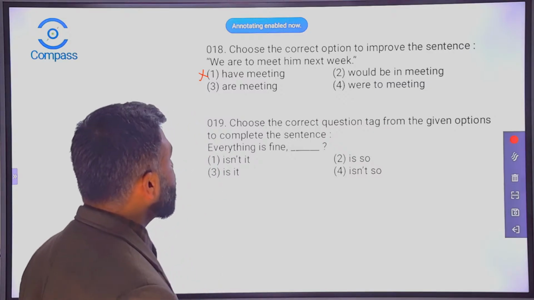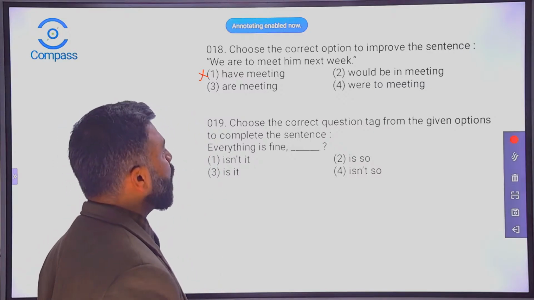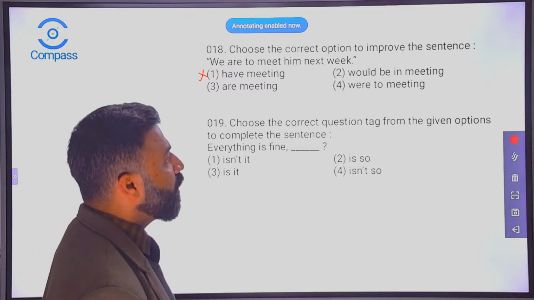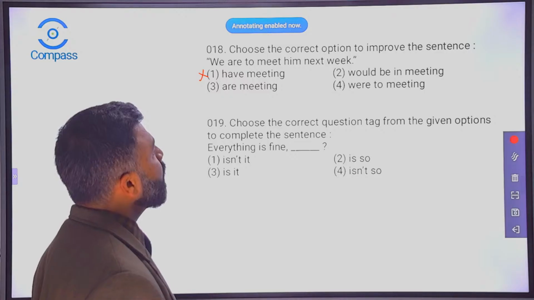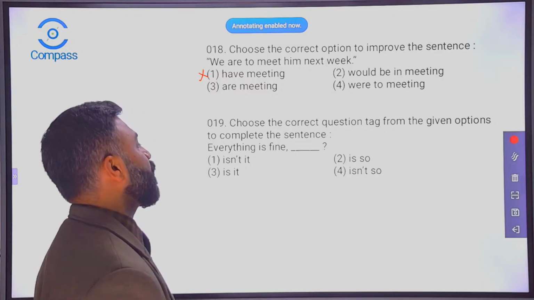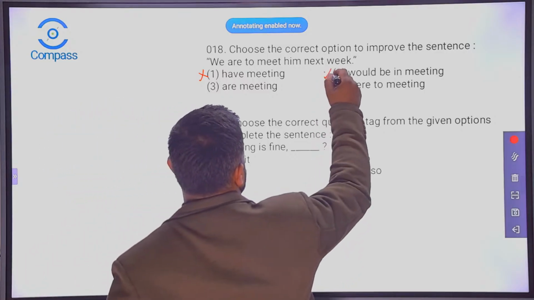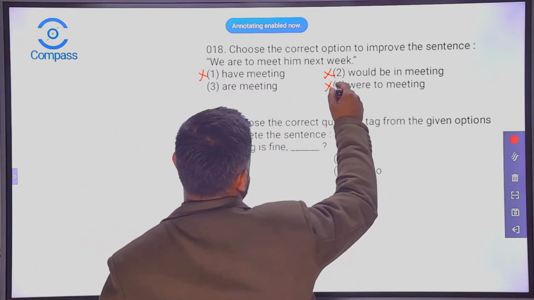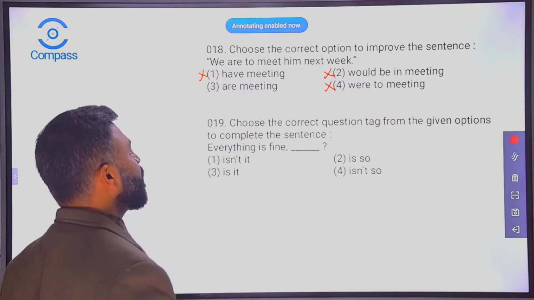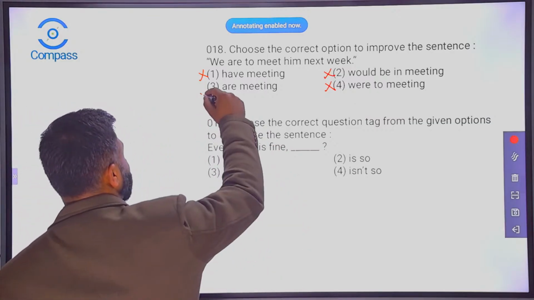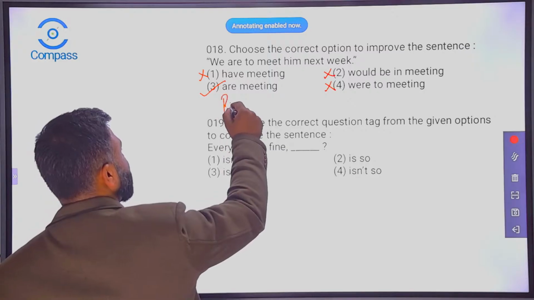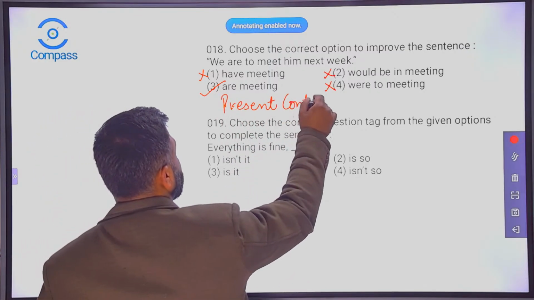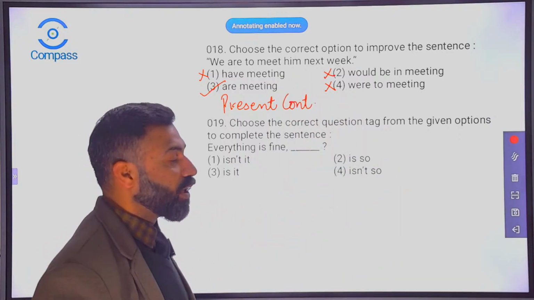Let's see. So we are to meet him next week. That's wrong. We have meeting him next week. Wrong. We would be in meeting him next week. That's also wrong. We were to meeting him next week. That's also wrong. But what about this one? Third one. We are meeting him next week. That makes sense. And that's present continuous tense. Okay, so that's the right answer.